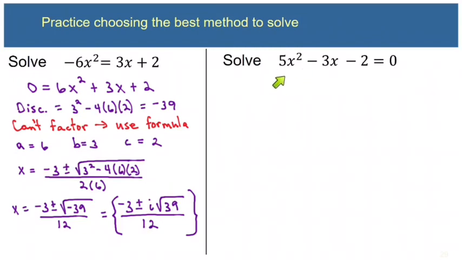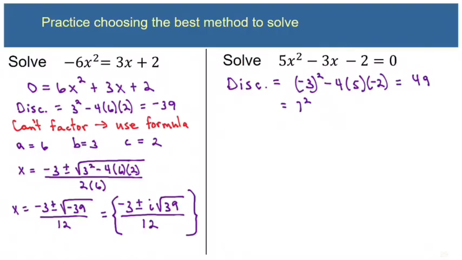And now let's look at this one. 5x squared minus 3x minus 2 equals 0. This one looks like it ought to factor, but let's make double sure by looking at the discriminant. So the discriminant is b squared minus 4ac, and I see that the discriminant adds up to 49. 49 is the square of 7, so that tells me that this can be factored and I won't need the formula. So I'm just going to real fast try to factor here.